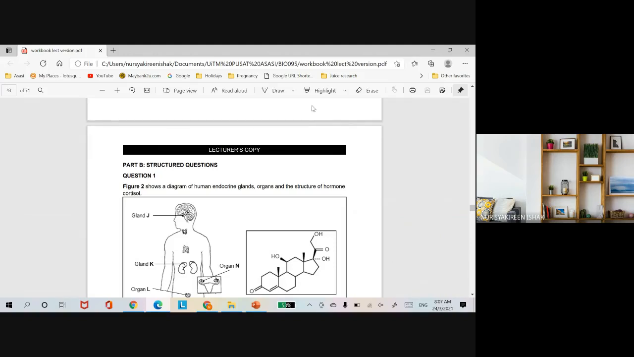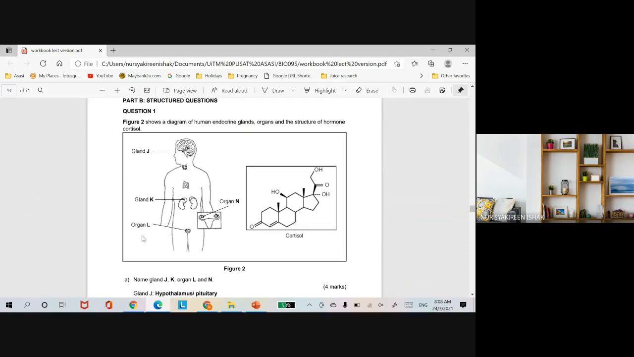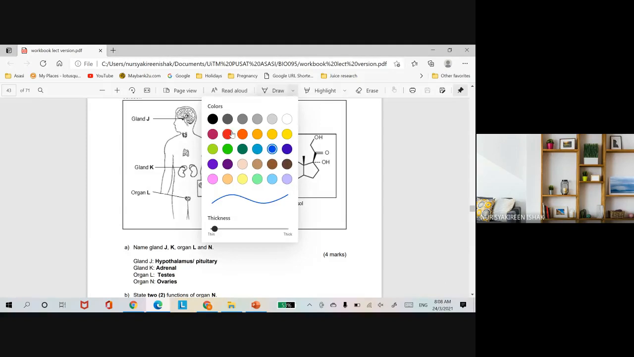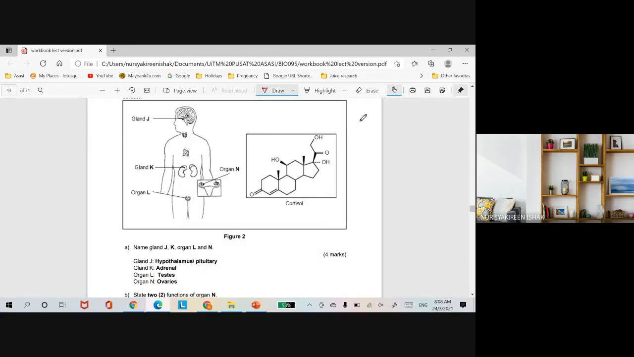Okay, it's basically for question one. Question one gives you figure 2, which shows a diagram of human endocrine glands, organs, and the structure of the hormone cortisol. As you know, cortisol is a hormone whose composition is made up of steroids. The precursor molecule of this hormone is basically cholesterol.